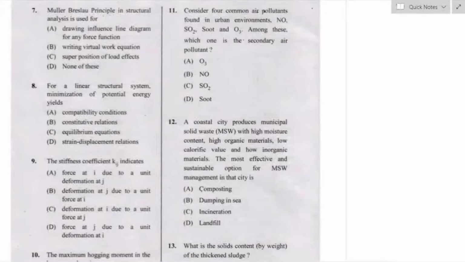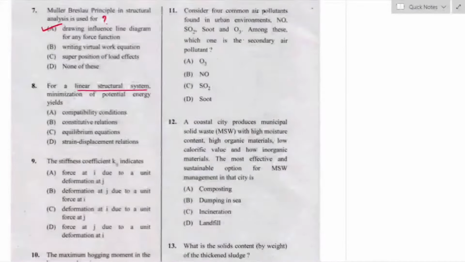Question number 7. Muller-Breslau principle in structural analysis is used for. Muller-Breslau principle can be used to determine the shape of the influence line, which indicates the part of the structure to be loaded to obtain the maximum effect and to calculate the ordinates of influence lines. So the right answer is option A. It is used for drawing influence line diagram for any force function.